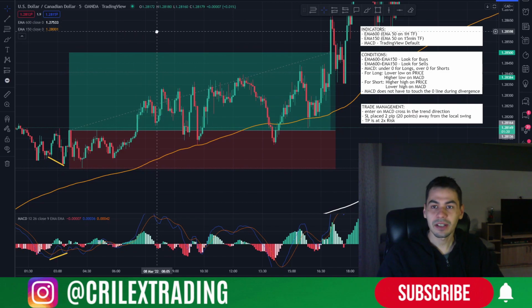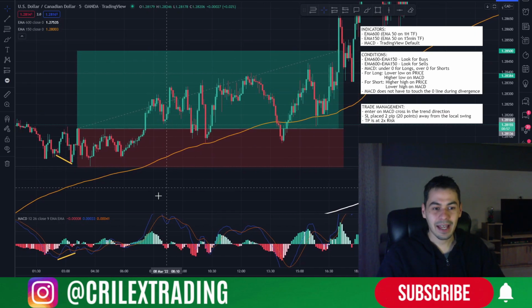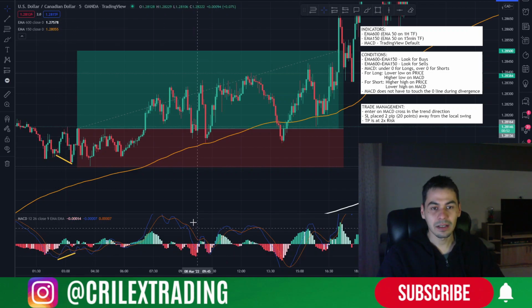Okay, so now regarding the conditions, we will first look at the two EMAs. If the smaller EMA, the one on 15 minutes, is above the one on the 1-hour time frame, you will only be looking for buys, and vice versa. If the smaller EMA is below, you will be looking for sells, of course. Now, the MACD has to be under the 0 level for a buy and above the 0 level for a sell, so these conditions have to be met simultaneously.